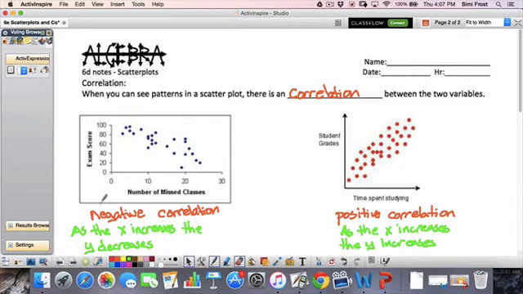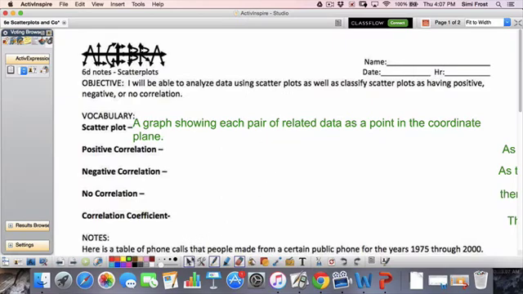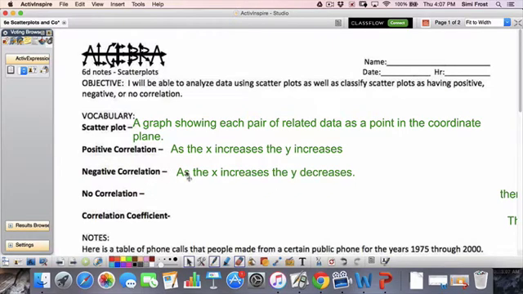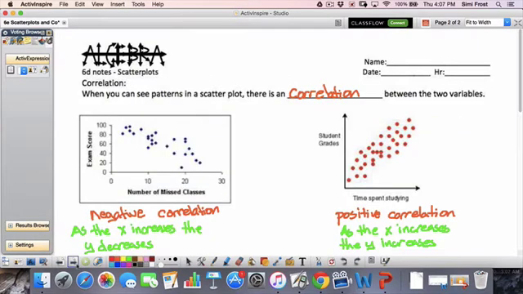Okay, so now that we have the definition of negative correlation and positive correlation, we can go back to the front here and put it right at the top so you can find it right when you look at your notes. But positive correlation, as the x increases, the y increases. Negative correlation, as the x increases, the y decreases. And then what would be no correlation? Well, that would just mean there is no pattern in the points. And we'll look at a picture of that in just a moment.